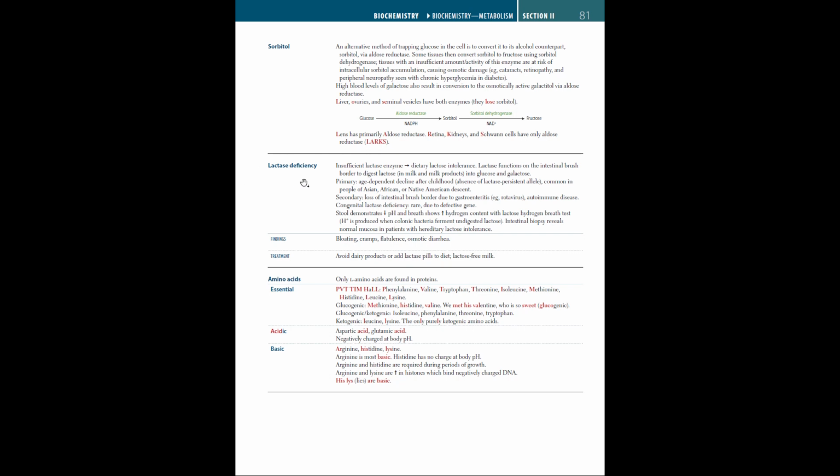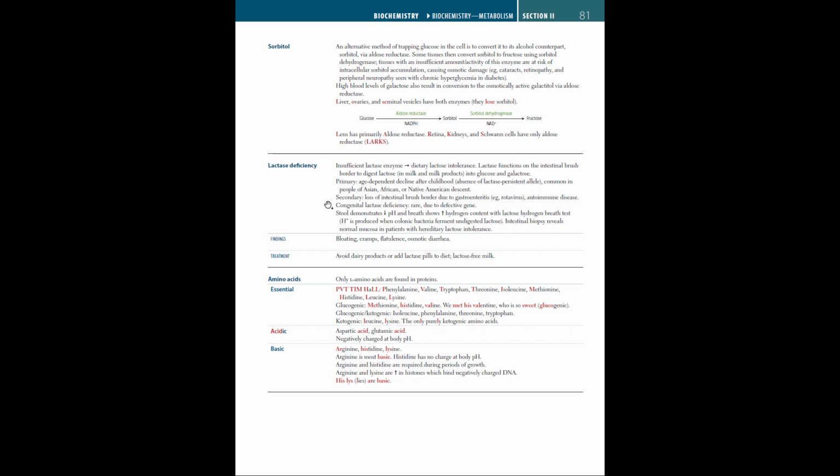Next, we have lactase deficiency. And this is insufficient lactase enzyme, which is dietary lactose intolerance. Now, lactase functions at the intestinal brush border to digest lactose, which is found in milk and milk products, into glucose and galactose. Now, primary lactase deficiency is an age-dependent decline after childhood. And this is the absence of the lactase-persistence allele, common in people of Asian, African, or Native American descent.